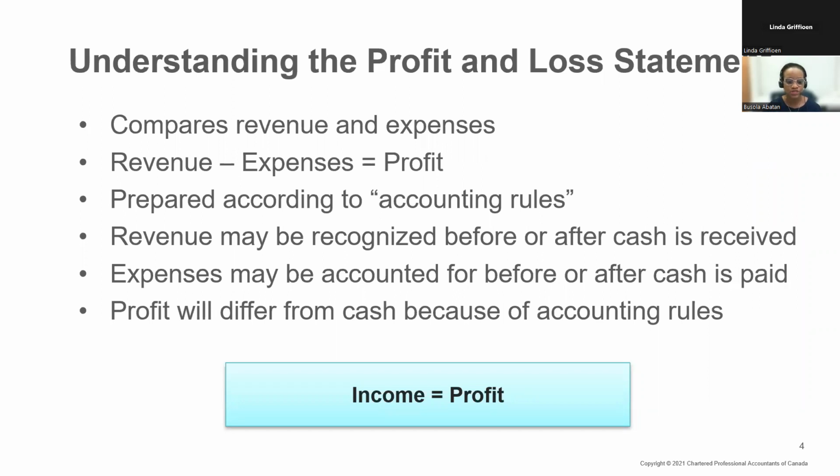Because of these accounting rules, it often results in a difference between the profits and the cash, but we'll get to that later. When these accounting rules are being used, a business is said to be using accrual accounting. This is one of the terms that's defined in one of the handouts that's been provided by Linda. Accrual accounting means revenues and expenses are recognized in the period to which they relate, and not when the cash is received or paid.